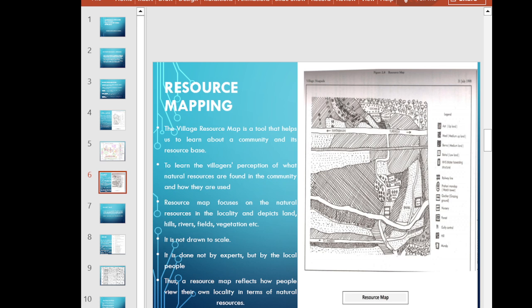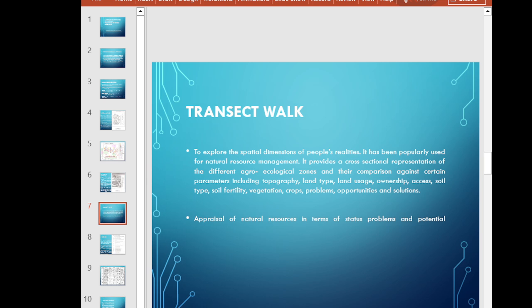It focuses on the natural resources in the locality and depicts land, hills, rivers, fields, vegetation, etc. Again, this map is not drawn to scale. It is drawn by the local people. It reflects how people view their own locality in terms of their natural resources.